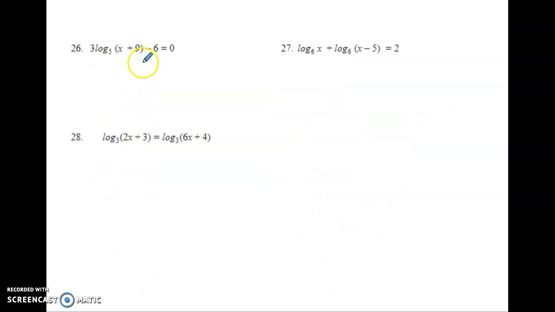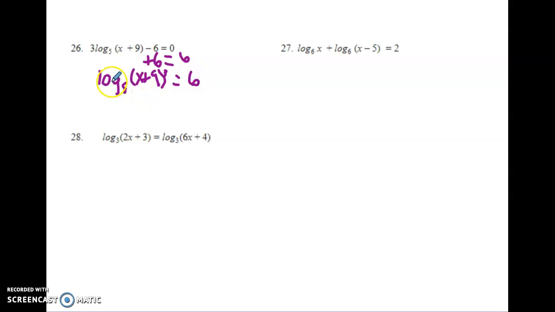Some more solving problems. So here's the x right here. It has this plus 9, and then the log, and then this minus 6. I'm going to start by getting rid of the 6. I want to get the log function alone. And then notice this 3, if I change this to a power, so it would be log base 5 of this quantity of x plus 9 to the third power equals 6.